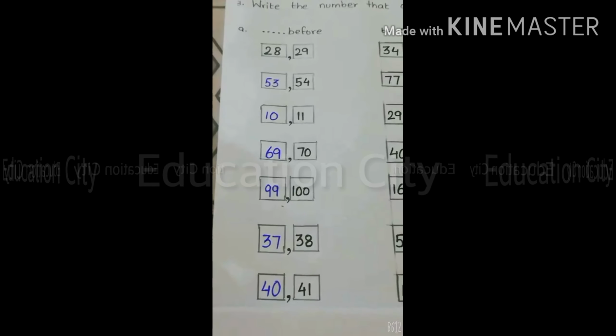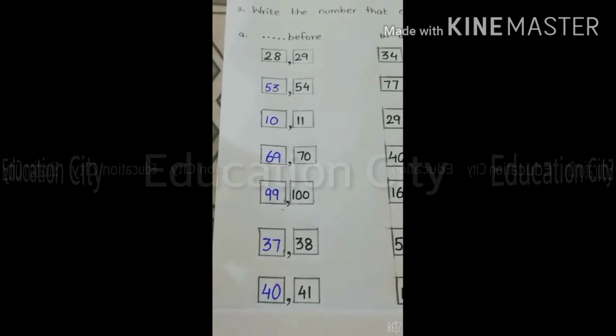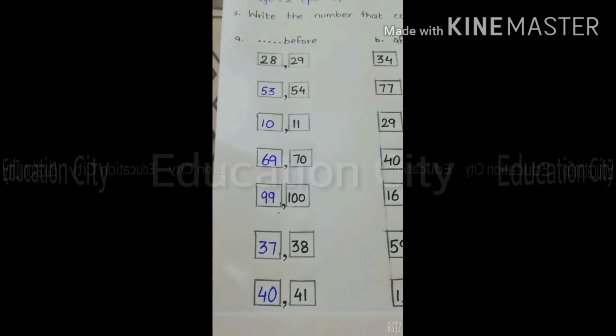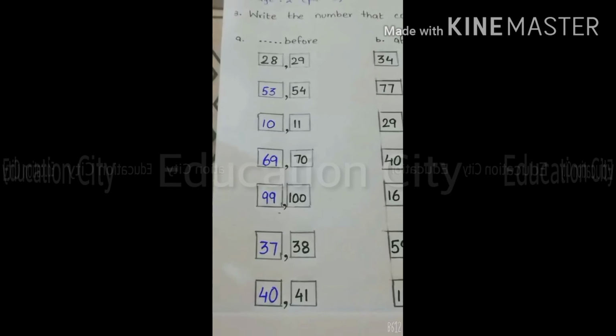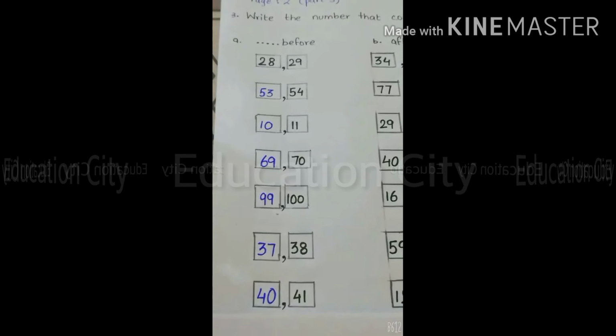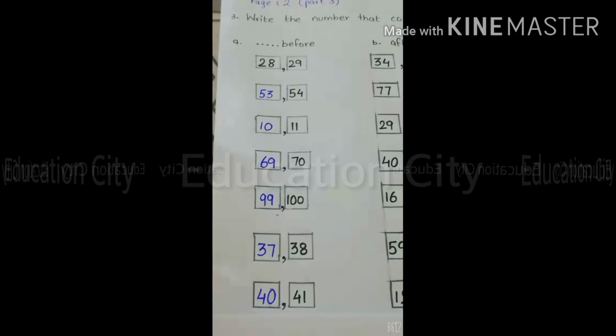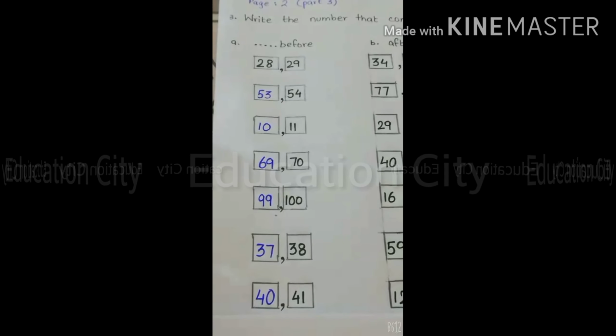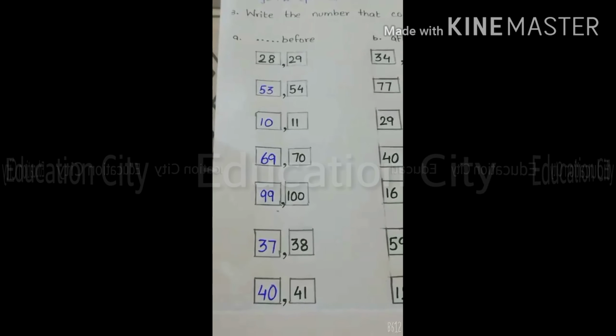So, we have done before numbers. 29 ka 28, 54 ka 53, 11 ka 10, 70 ka 69, 100 ka 99, 38 ka 37, 41 ka 40. Now move to the after numbers.